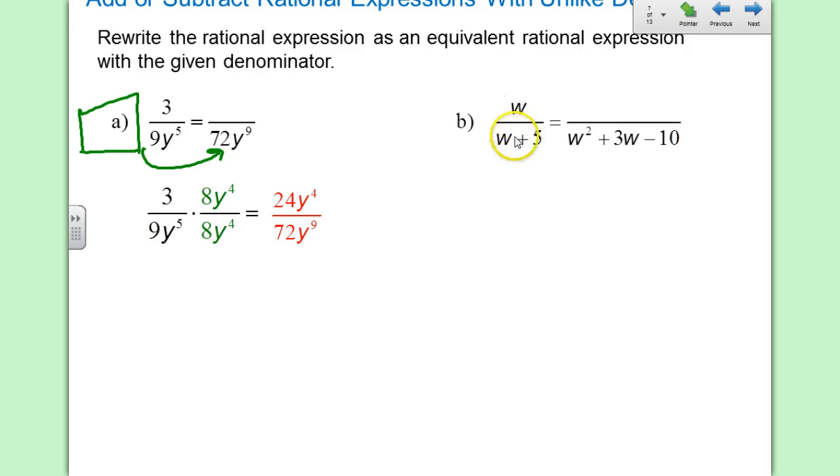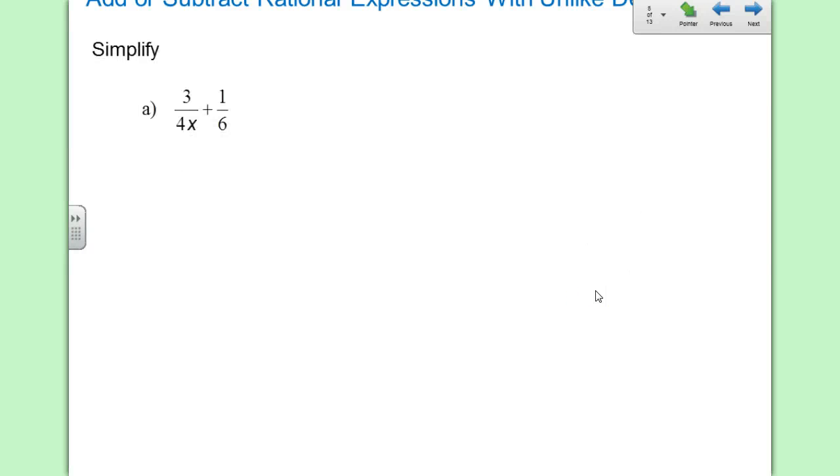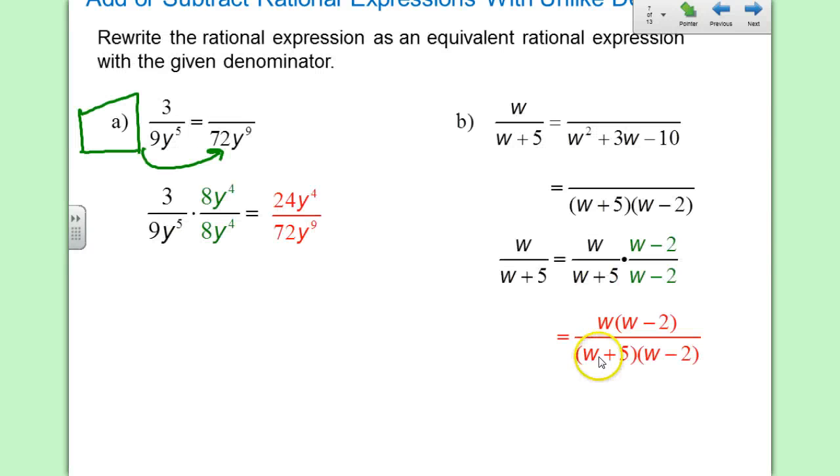Well, how did we get from w plus 5 to this? Well, you need to factor that first to see what it is. It's w plus 5, w minus 2, so who got multiplied to w plus 5 to create this? Well, obviously it's w minus 2. Now you can't just do it to the bottom, so you have to do it to the top as well. So I multiply w over w plus 5 by w minus 2 over w minus 2, and I get a numerator of w times w minus 2.